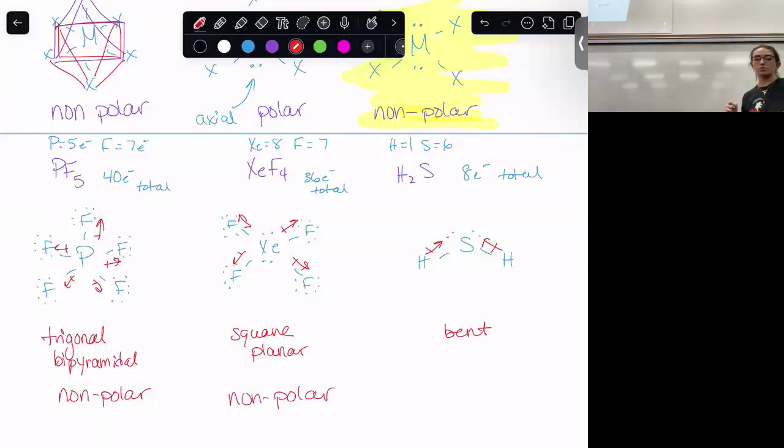And then the last one was H2S. Sulfur is just underneath oxygen on the periodic table. So if you think of H2O, we know that that is a bent molecule. Sulfur has the same properties as oxygen because it's in the same group. So it'll have the same structure as H2O. So this is going to be a bent structure. And what do we think this is going to be, polar or non-polar? It will be polar. Yep.